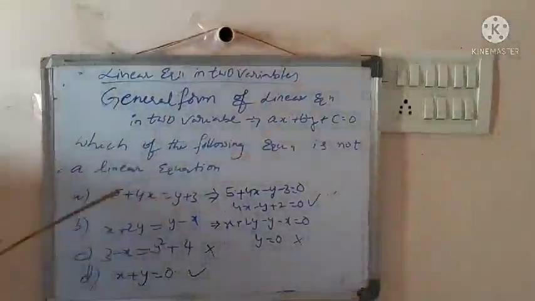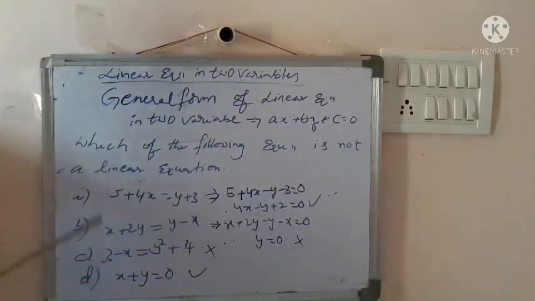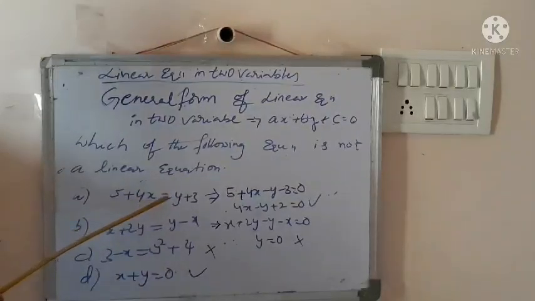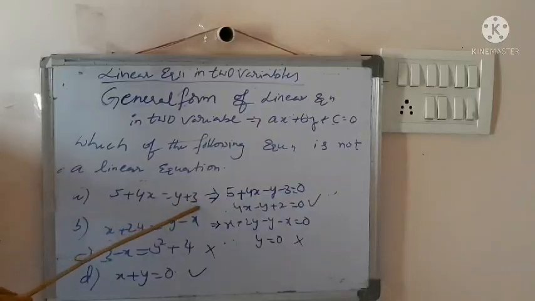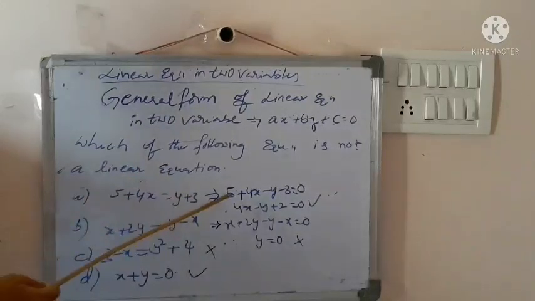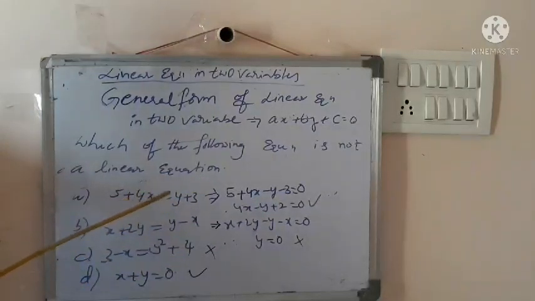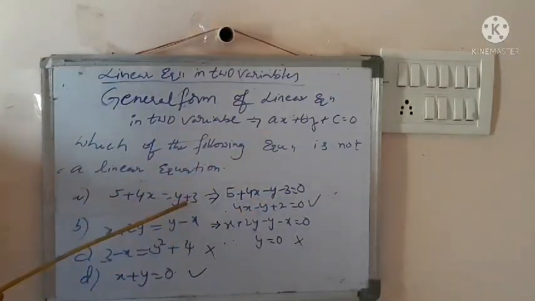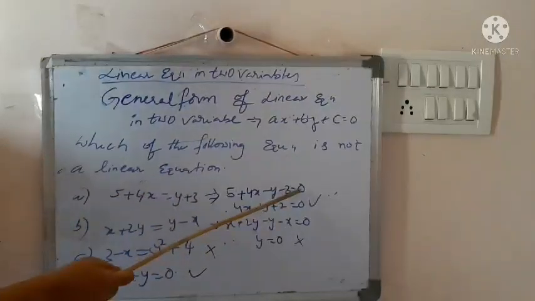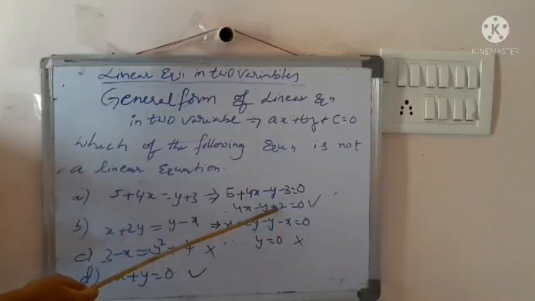I'll give you some examples. Which of the following equations is not a linear equation among these? Say this first example: 5 plus 4x equals to y plus 3. So these two terms transfer to the left side. The y is transferred to the left side, it will become minus y. Plus 3 is transferred to the left side, it will become minus 3. Then equals to 0. 4x minus y, 5 minus 3 equals to 2, right?